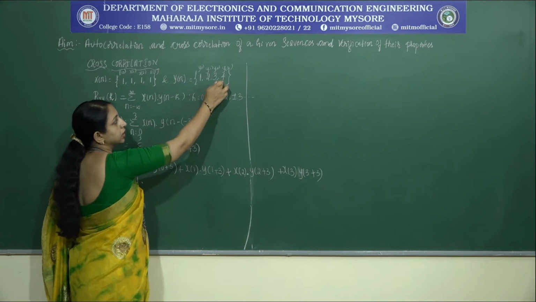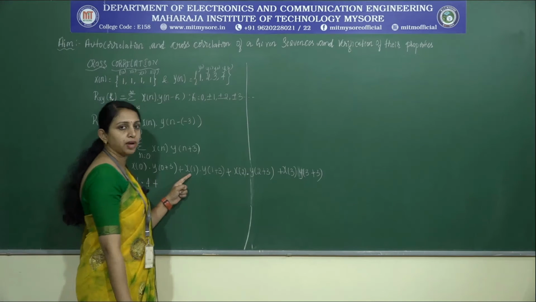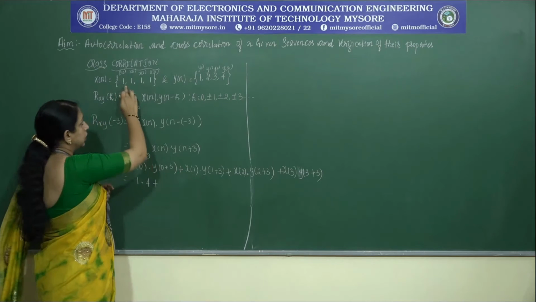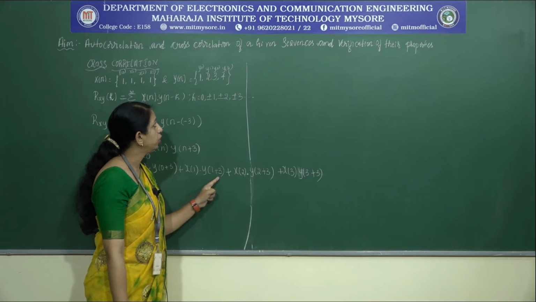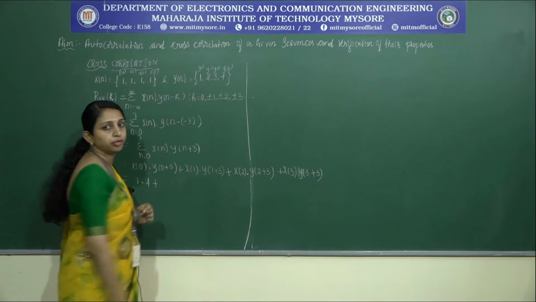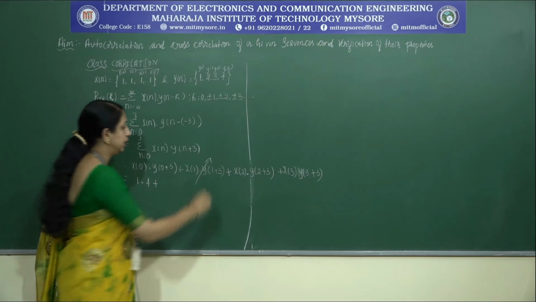What is the value of it? It is 4. Plus, we have a value of x of 1. It is equal to 1. What about y of 1 plus 3? It is y of 4. Do we have a value for y of 4? No. You should directly make this value 0.